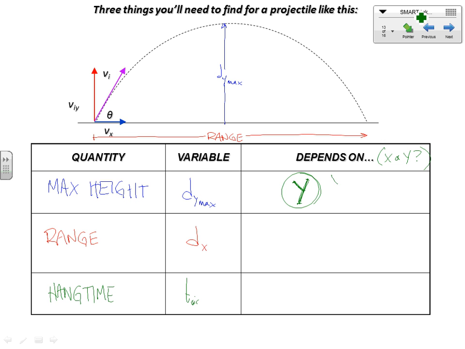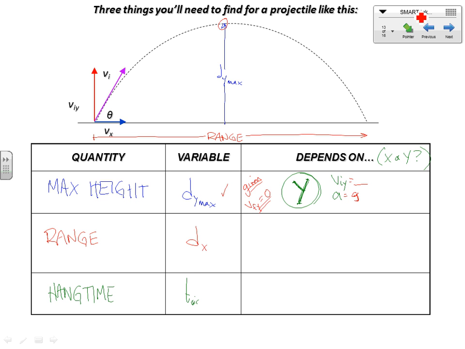Like, I mean, it depends on VIY. It depends on A. If we look at maximum height, you know what we're given? If we want to know max height, at this location right here, what I would typically say is that VFY is 0. If we can find what VIY is, and we know that AY is G, and we know that VFY is 0, then you can find dy max with one equation. We'll show you that in a slide coming up.